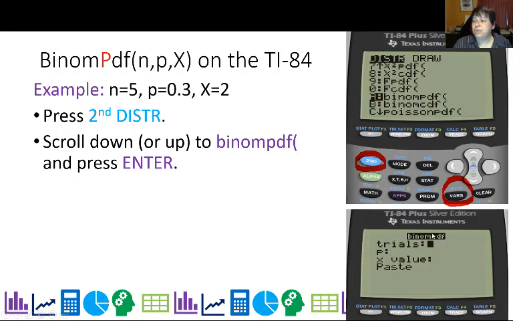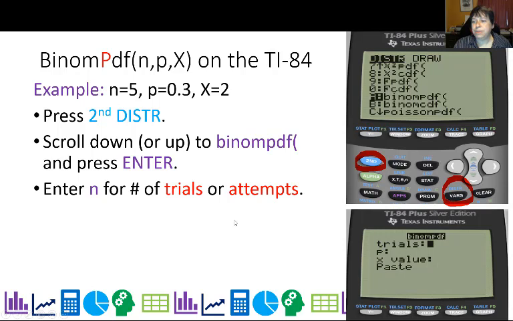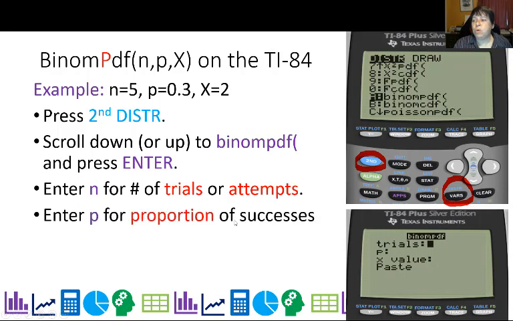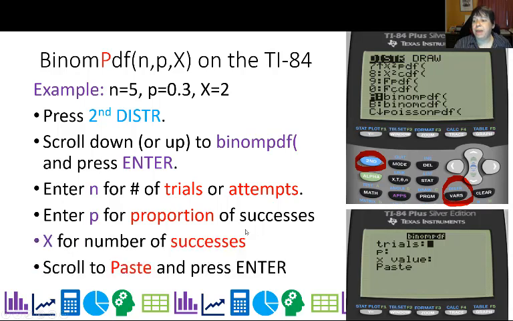Then you're going to see this screen right here, and n is the number of trials or attempts. P is the proportion of successes, think of it as proportion, and x is the number of successes. You scroll to paste and press enter, and it will spit out a value for you.